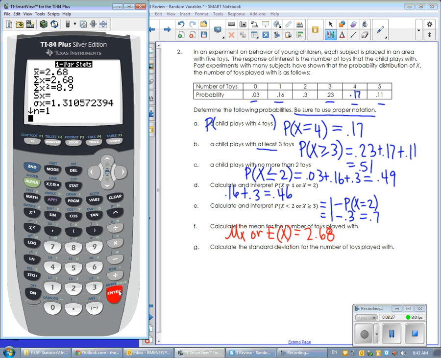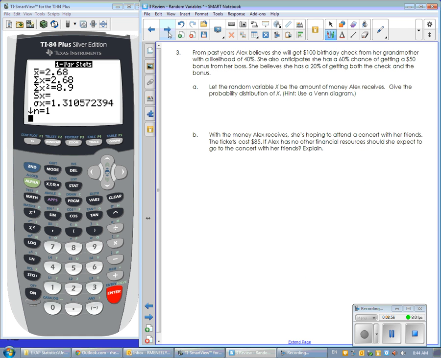And again, you want to make sure with mean and standard deviation that you use the appropriate units. And so we're talking about toys. The standard deviation is going to be 1.311. Okay, and again, I do expect you to round to 2 decimal places, or to 3 decimal places. And again, don't forget your units, because the units are going to be built into the problem. So if you forget to label with units, you'll lose a point. And I know that's really frustrating for you guys.